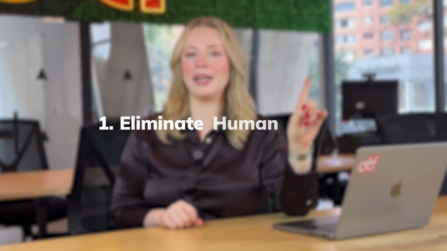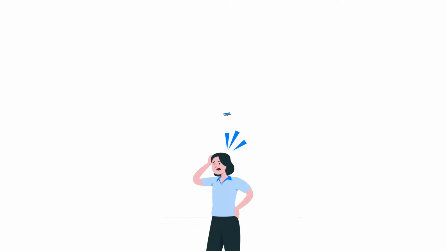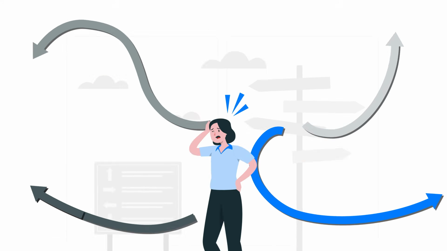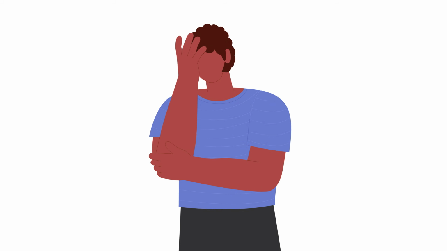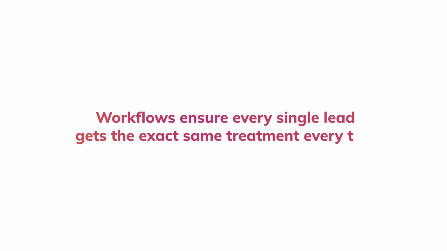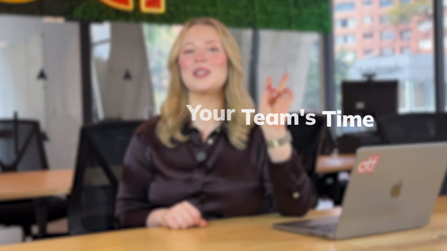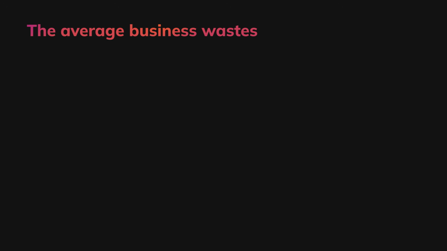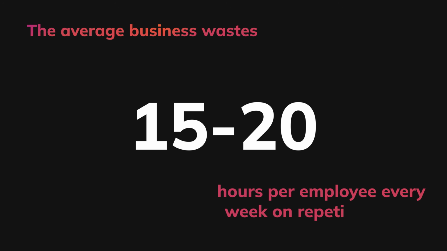Number 1, eliminate human error. Listen, we forget, we get busy, we skip steps. One lead gets immediate attention, another sits for 3 days. Workflows ensure every single lead gets the exact same treatment every time. Number 2, reclaim your time. The average business these days wastes 15 to 20 hours per employee per week on repetitive tasks. This is half a workload per week that gets wasted in hours that you guys could be spending on closing deals or speaking with clients.